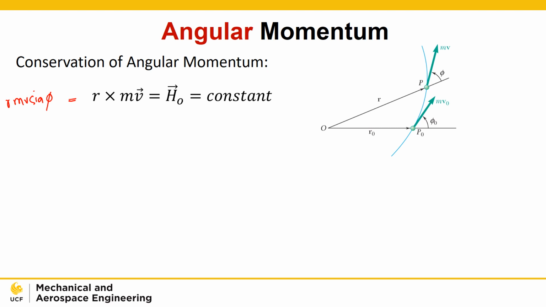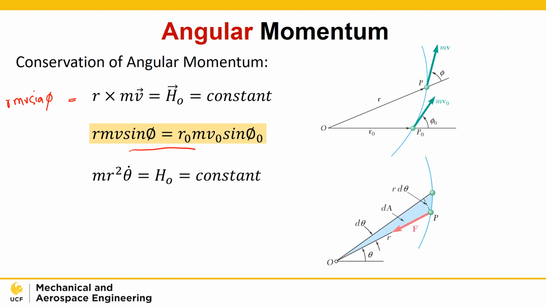Therefore, the conservation of angular momentum equation can also be written as r mv sine phi is equal to r naught mv naught sine phi naught, where the subscript naught indicates the initial position, velocity, and angle of the particle. This is another form of the angular momentum conservation equation, and it also applies to the motion under a central force. Since the gravitational force exerted by the Sun on the planet is a central force directed to the Sun, this equation is fundamental to the study of planetary motion.